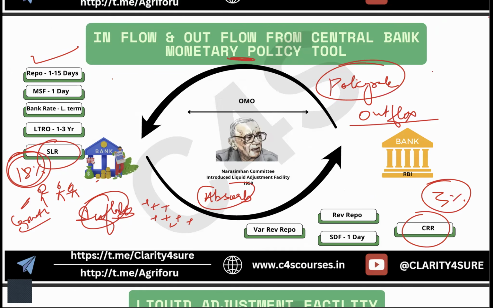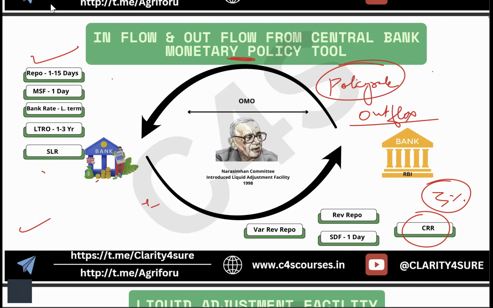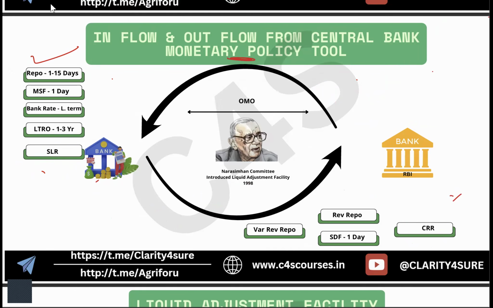Another means by which the money can move in and out of the RBI is open market operation, OMO, by purchase and repurchase of government securities, as you can see in the image. That is open market operation. The money can move in and out through open market operations by purchasing and repurchasing.